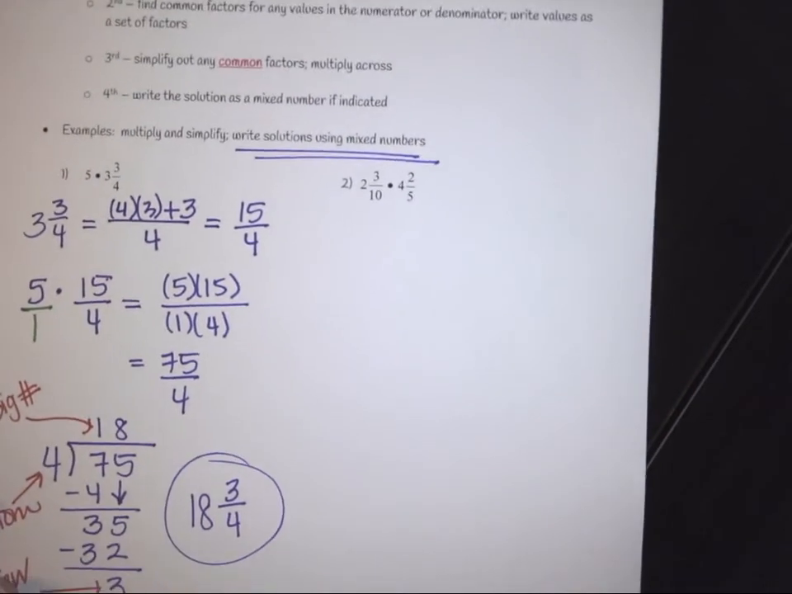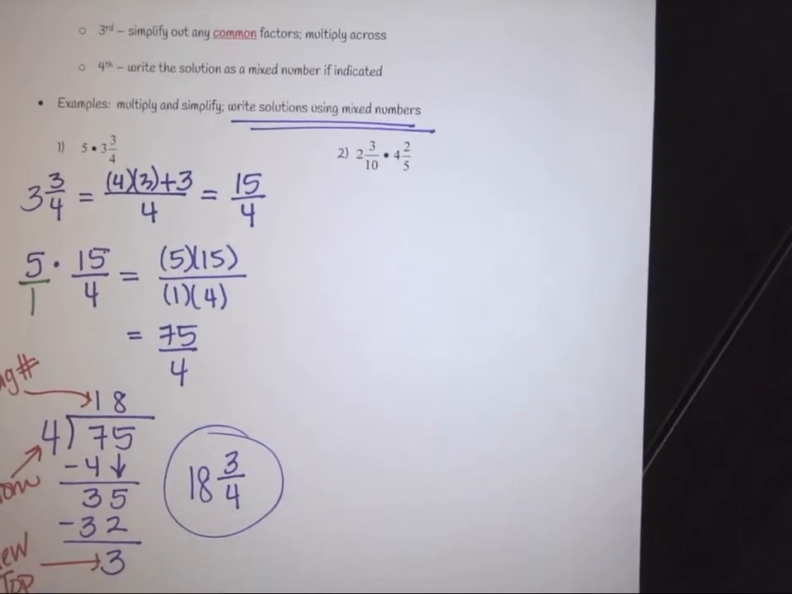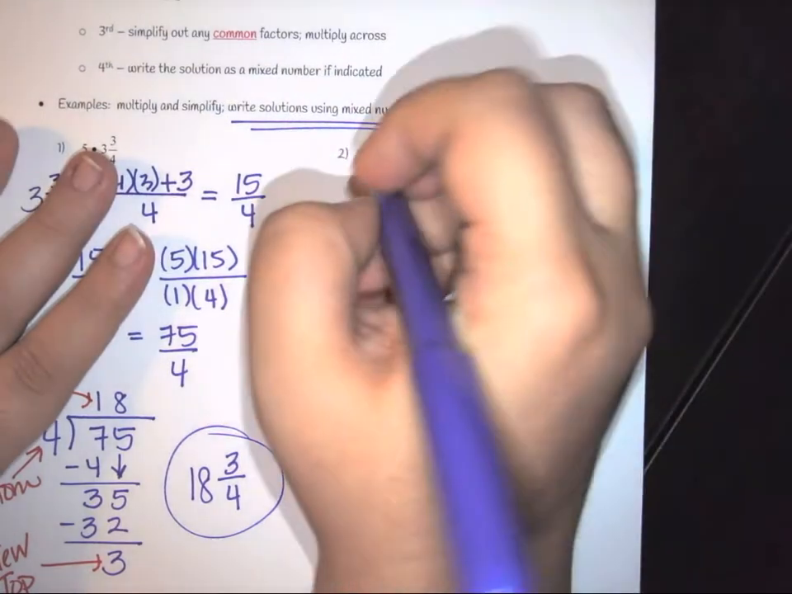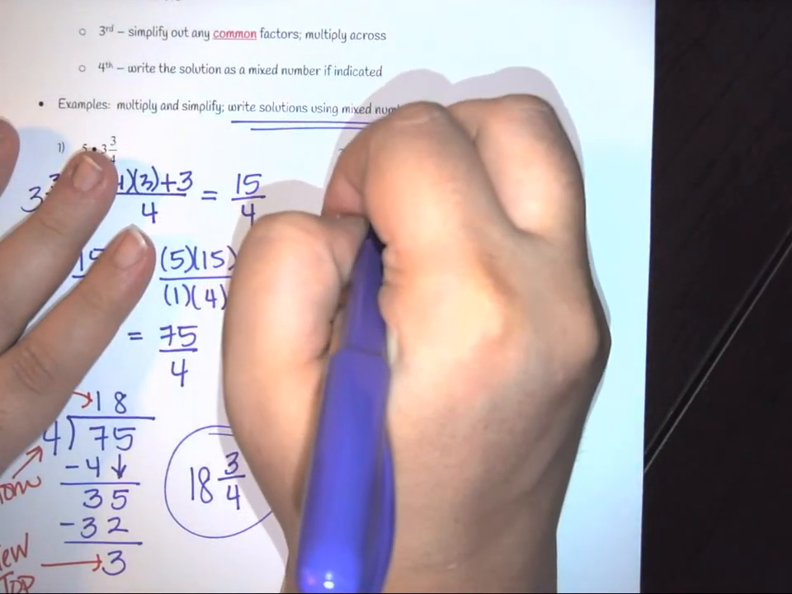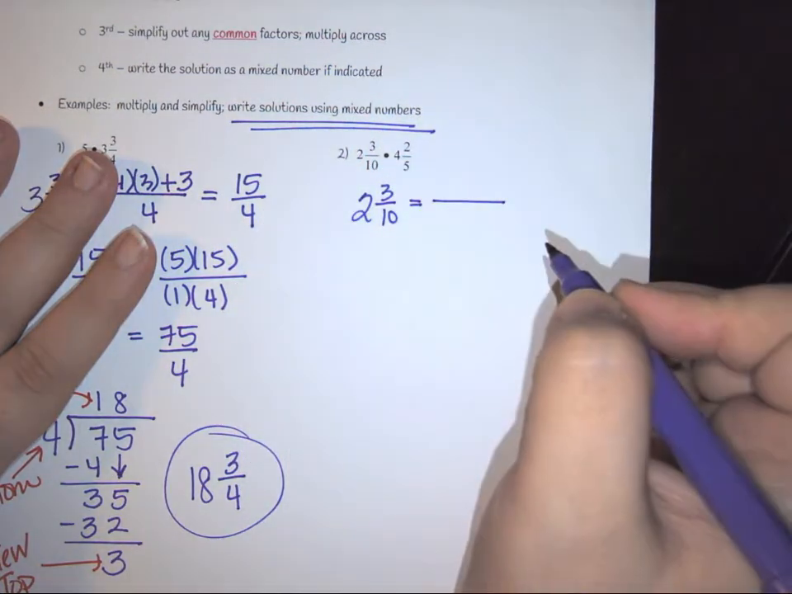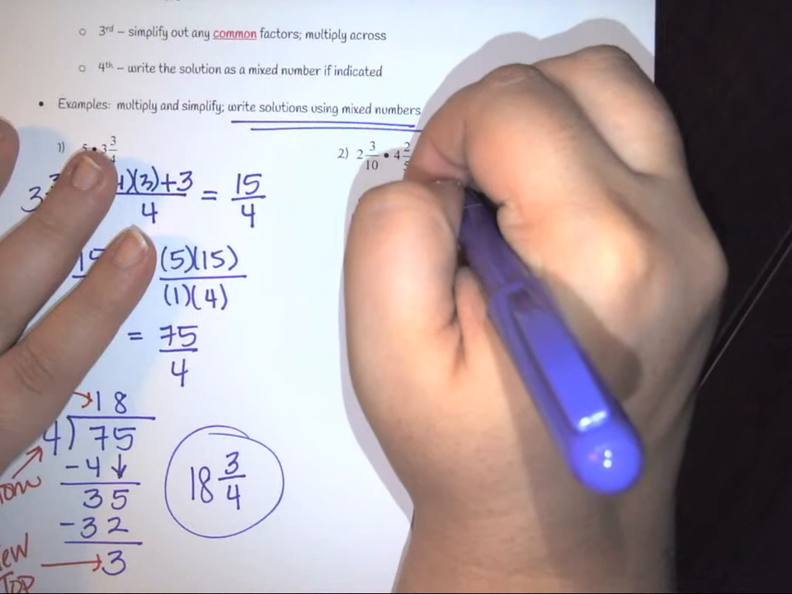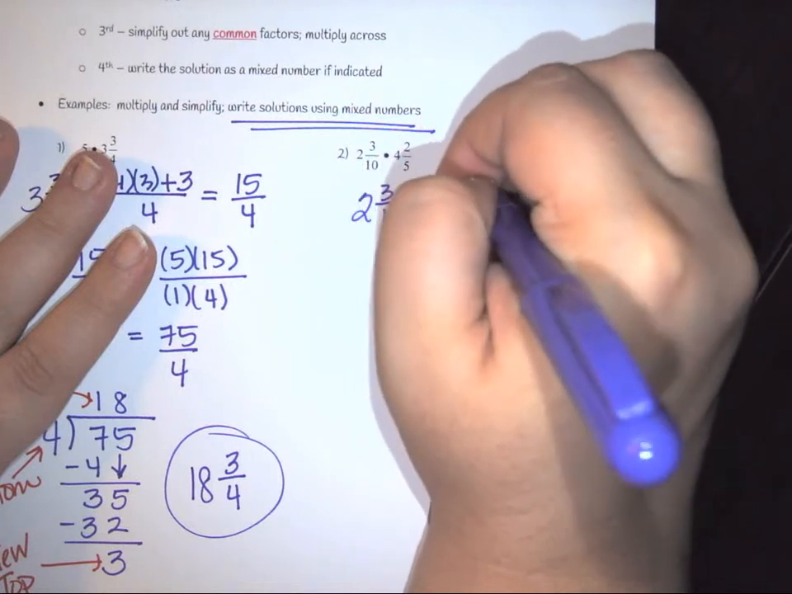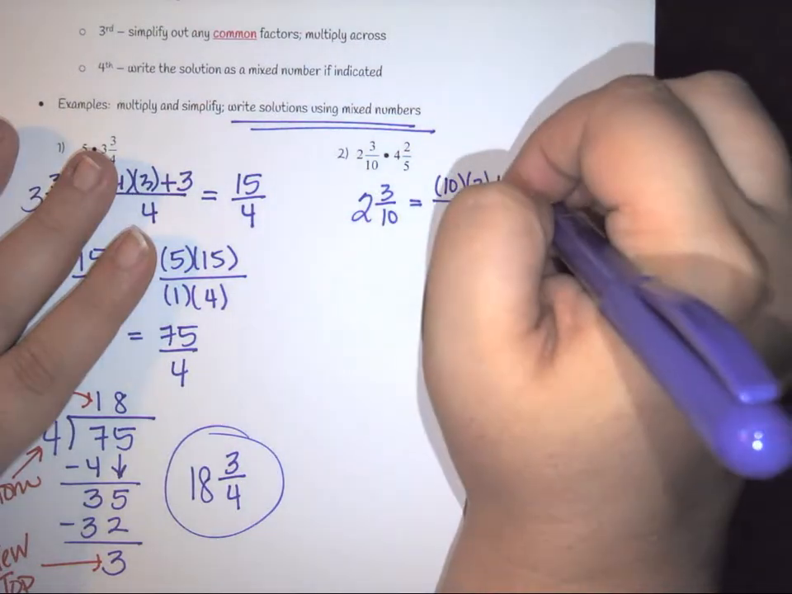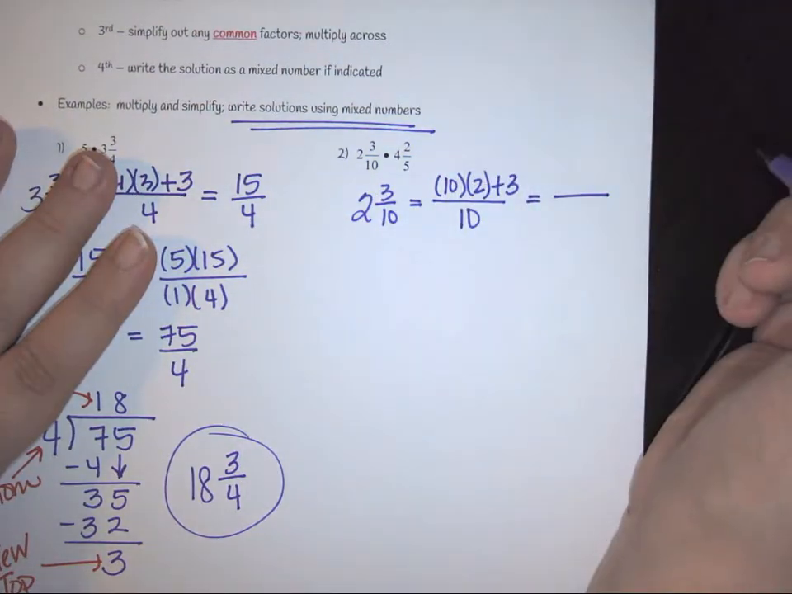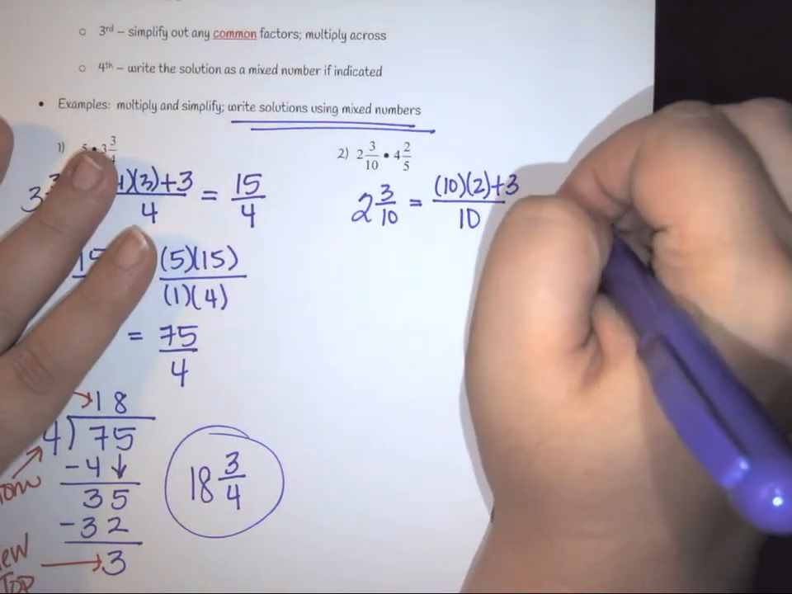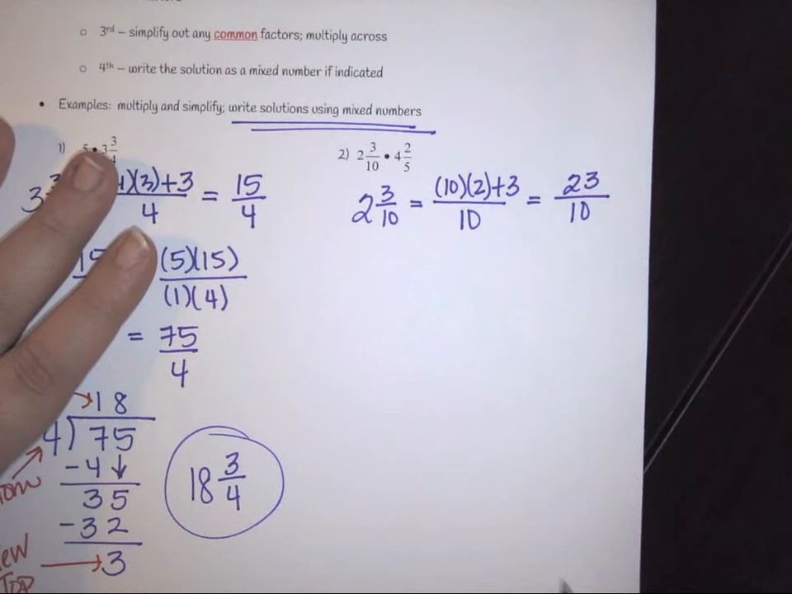So let's play around and do it again. Here in this one, again, now I have two mixed numbers. If I'm looking at 2 3/10, I'm going to create my fraction. So I'm going to do the bottom, 10 times the big number, 2 plus 3, put it over the bottom. So this is 10 times 2, which is 20, plus 3 is 23 over 10, and there's my mixed number.